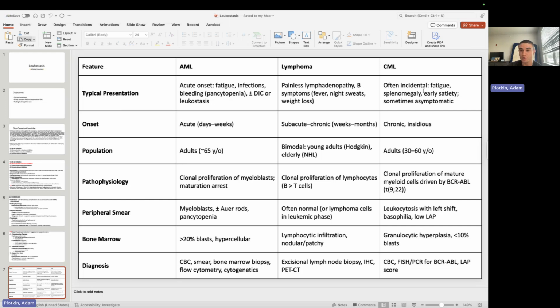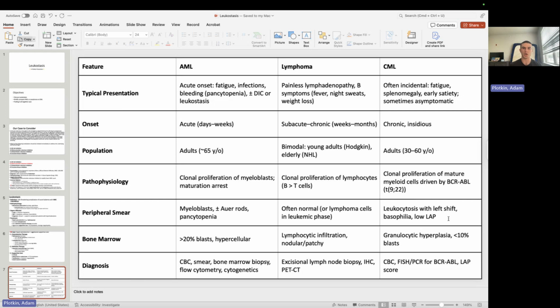CML, again, like I told you, it's often incidental. You might see fatigue, splenomegaly, early satiety, but really the patients are often asymptomatic. It's a chronic and insidious course, right? The adults are 30 to 60. The problem here is clonal proliferation of mature myeloid cells driven by this Philadelphia chromosome, the BCR-ABL, t(9;22). We can see leukocytosis with the left shift, the basophilia, and the low LAP.